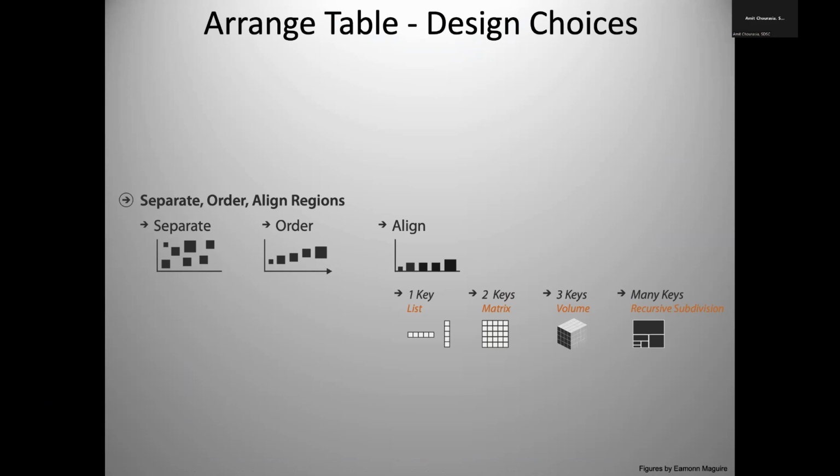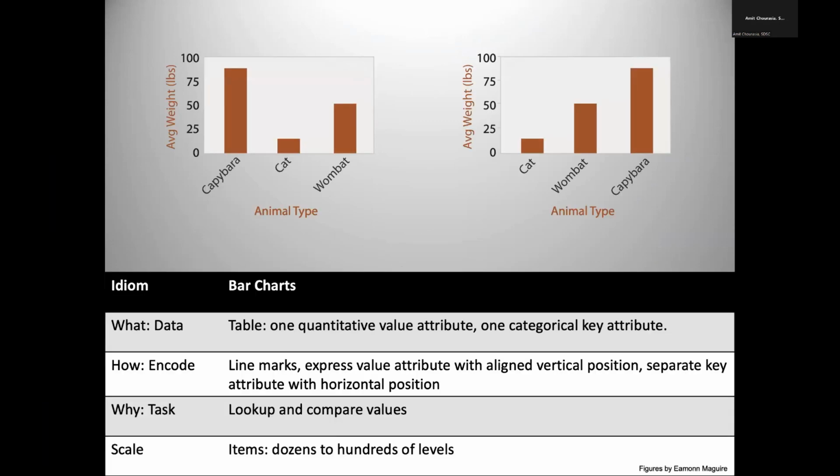Another design choice we have is to use separate, ordered, and aligned regions with tabular data. Let's say we have a data type which has animals and their weight, so one quantitative attribute and one categorical attribute. We can use the line mark and express the value of the attribute along both vertical and horizontal position. The categorical attribute is shown on the horizontal scale, and the quantitative attribute is on the vertical scale, and we get a bar chart. The tasks suitable for this are that we can do lookup, and then we can do compare.